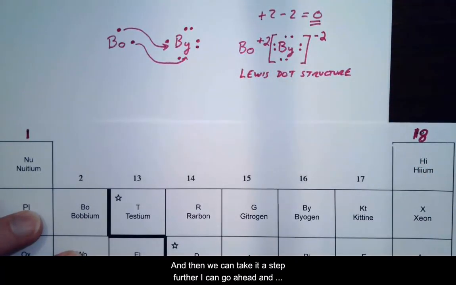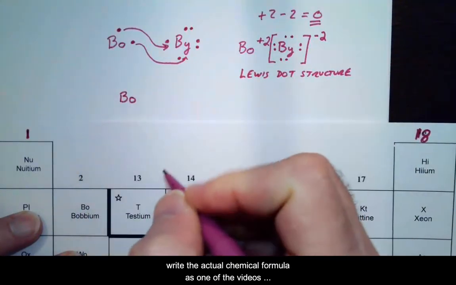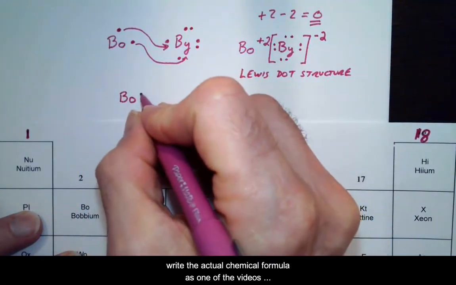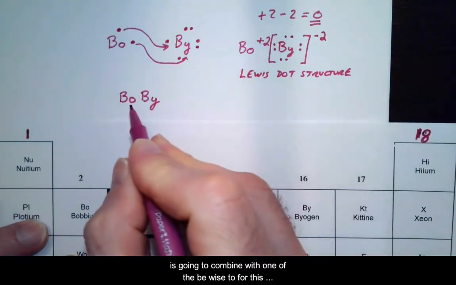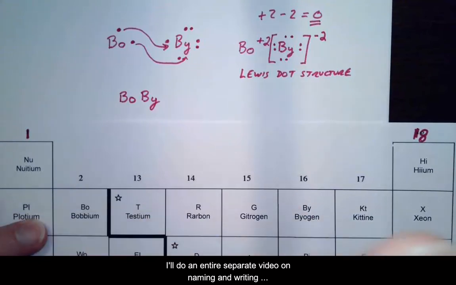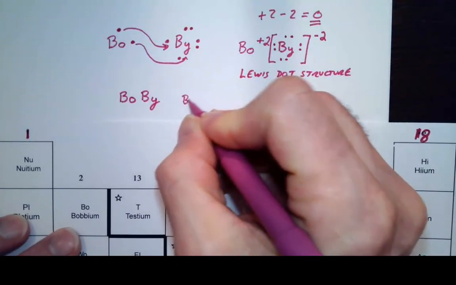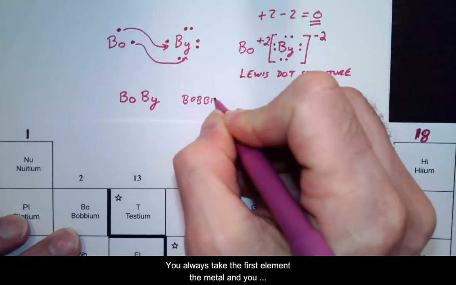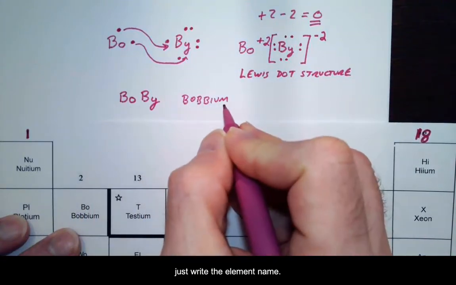And then we could take it a step further. I could go ahead and write the actual chemical formula as one of the BOs is going to combine with one of the BYs to form this particular compound. Now, I'll do an entire separate video on naming and writing formulas, but just because we're here, we would want to understand that this would be called bobium. You always take the first element, the metal, and you just write the element name.